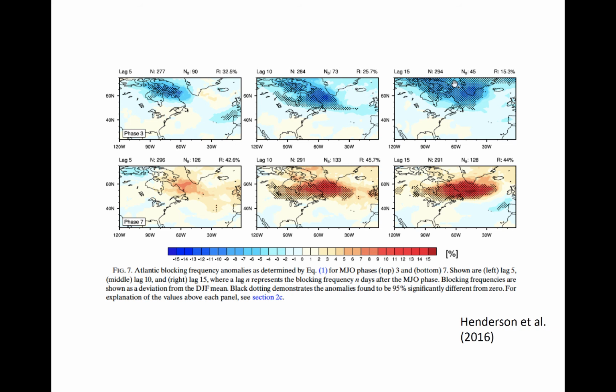In fact, by the time the MJO is at phase 7 down here, convection is relatively suppressed over the Indo-Pacific, and the blocking signal seen over the Atlantic probably emanated from the convection several days prior when the MJO was at phase 3.